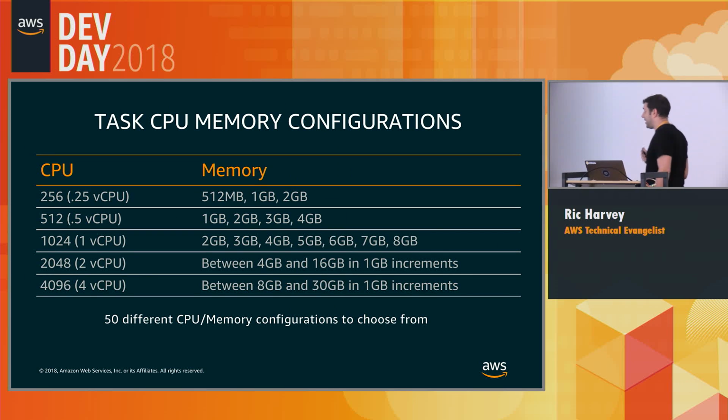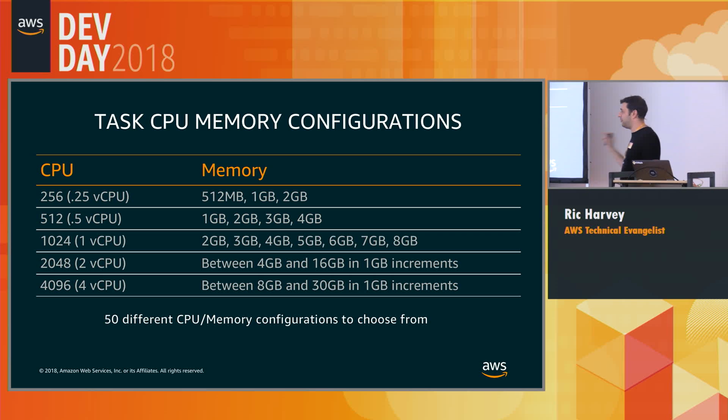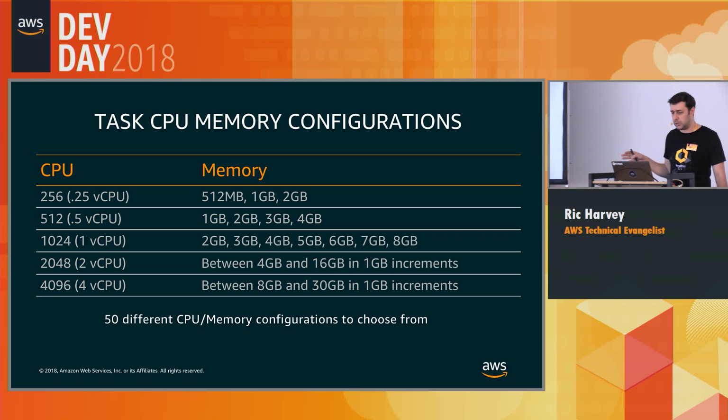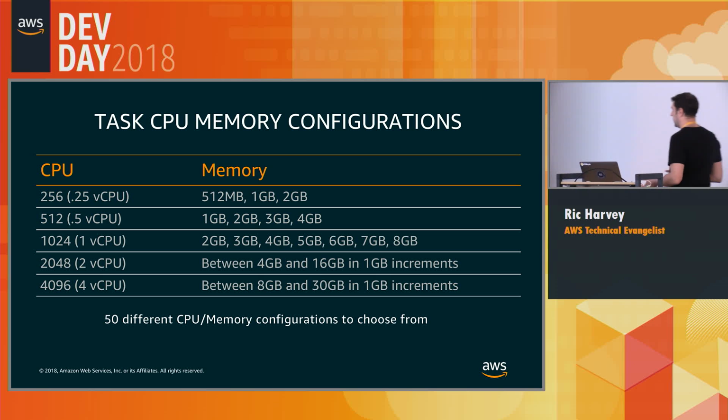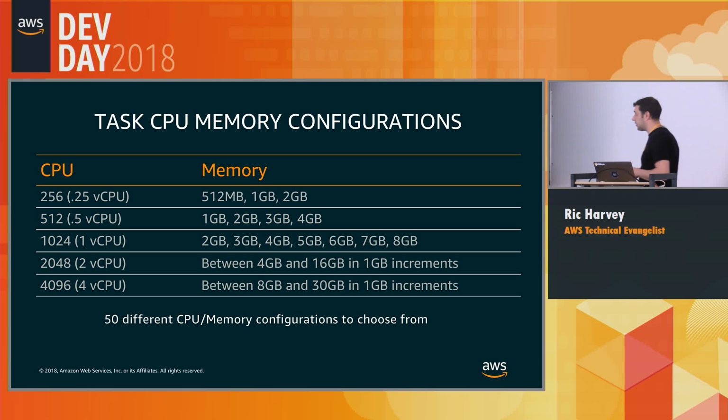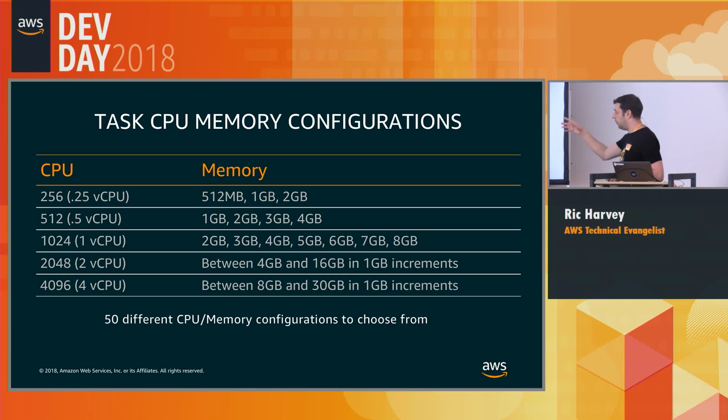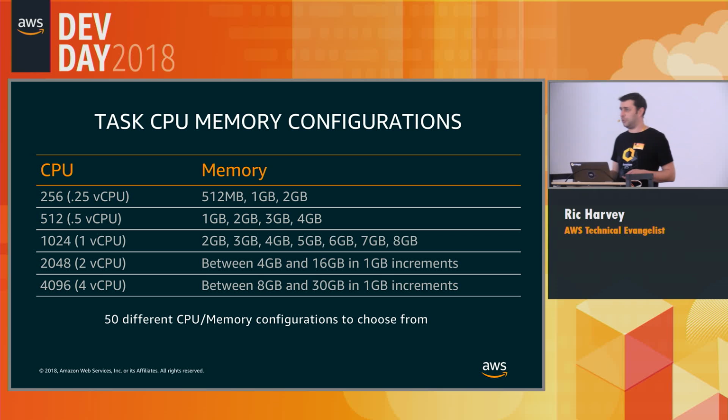Now, task CPU memory configurations. There are 50 different configurations you can actually use here. So it starts off at 0.25 of a virtual CPU, and they can come in 512, 1 gig or 2 gig memory sizes. And then we can jump right up to the big boy at the end here, which is 4 virtual CPUs and 30 gigabytes of RAM. That'd be a pretty big container, and if anybody's got a use case for that, I'd love to hear it, because I want to know what you're running in containers that takes that much. But it'd be great fun to see it.